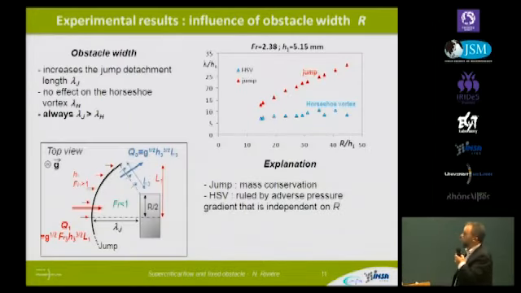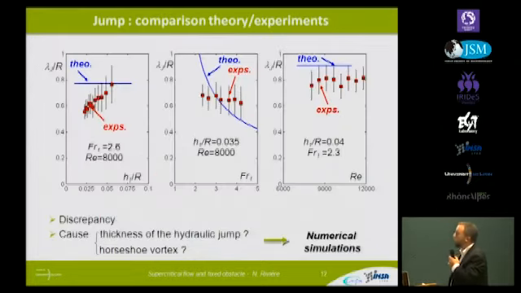Okay. So we obtain such results. For example, I have the detachment length of both the jump and the horseshoe vortex as a function of the obstacle width. We see that when we increase the width of the obstacle, we increase the jump detachment, but the horseshoe vortex is hardly affected. This is in good agreement with our model, qualitatively, but when we compare the results from the analytical model to the experiments, the agreement is not good at all.